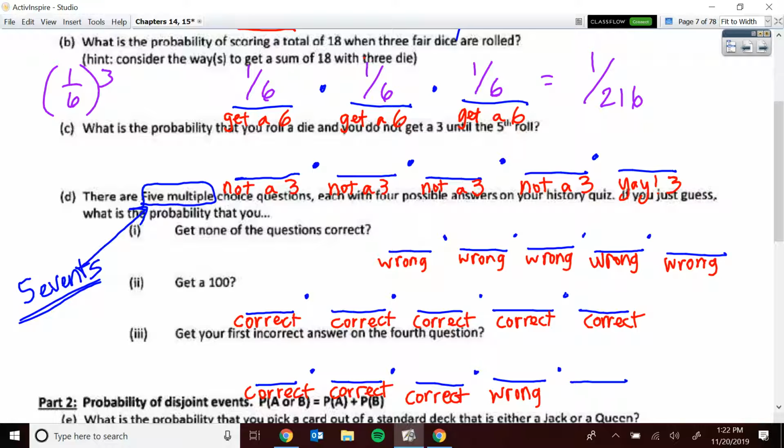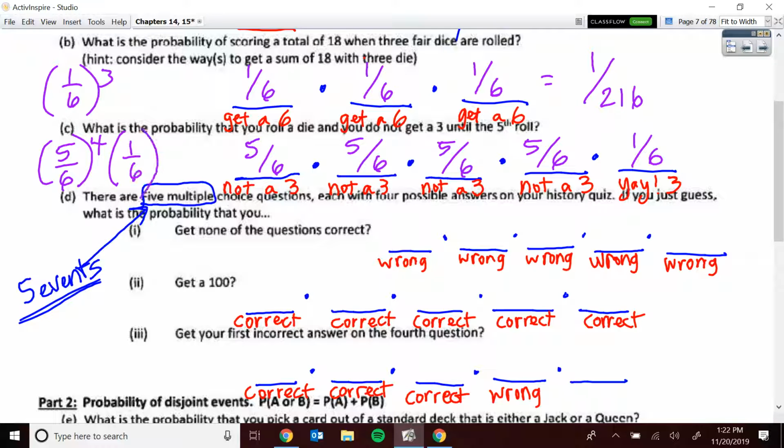How about this one? The probability that you roll a die and you do not get a 3 until the 5th roll. So not a 3. What's the probability it's not a 3? Okay, so these are all 5/6. Not a 3, not a 3, not a 3, and then ding, you get your 3. So the shortest way you could write this is 5/6 to the 4th power times that winner of 1/6. Okay? All right.